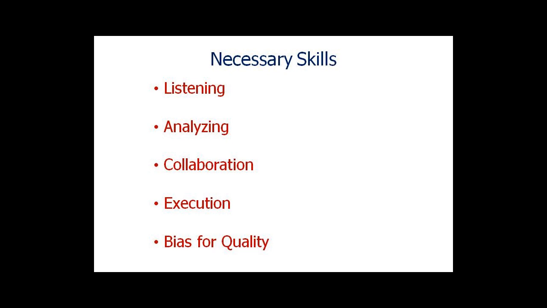And when we talk about execution, there we get into the realm of what we normally consider the skills that people need. For example, programmers need to be able to program. Business professionals need to be able to write specifications and conduct user acceptance testing, things like that. And the last entry on the list here, bias for quality.